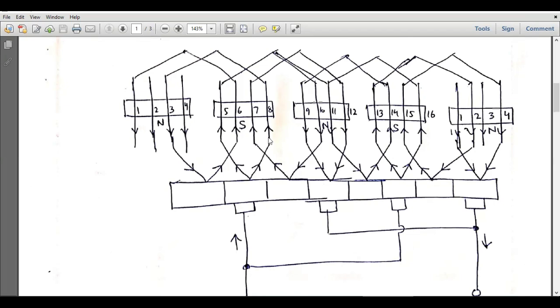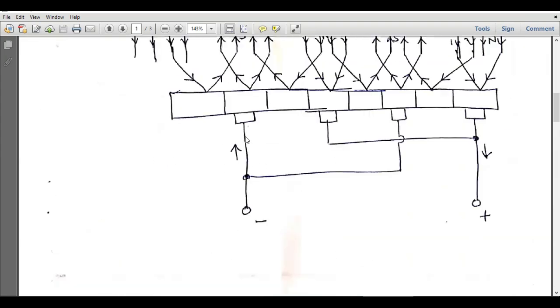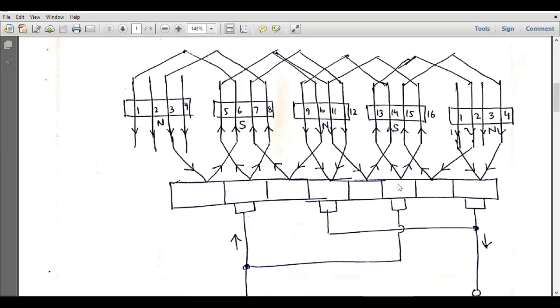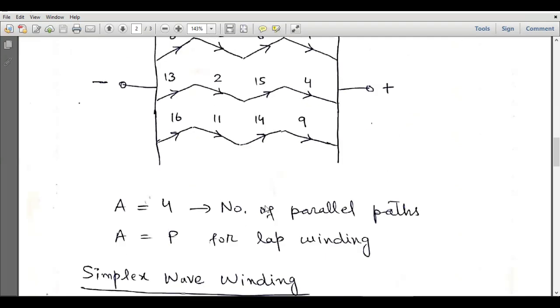So in this direction, the first conductor is conductor number 8 and the second conductor is conductor number 3. The third conductor is conductor number 6 and the last conductor is conductor number 1, and from here we can see that after conductor number 1 we have reached the positive terminal, right? So this is another parallel path and we can do the same for this commutator segment because this is also our negative terminal, and this will constitute the third parallel path and this will constitute the fourth parallel path. In total, we will have the number of parallel paths equal to 4, right?